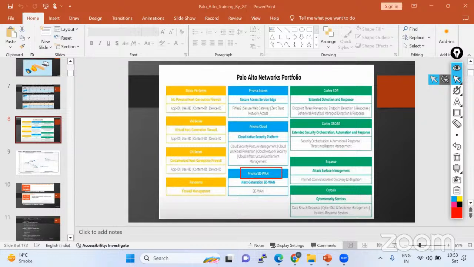Yes, but we are not going to cover this Prisma one. That I know. Just I am asking like this. Yeah. Definitely, there's a Prisma SD-WAN.